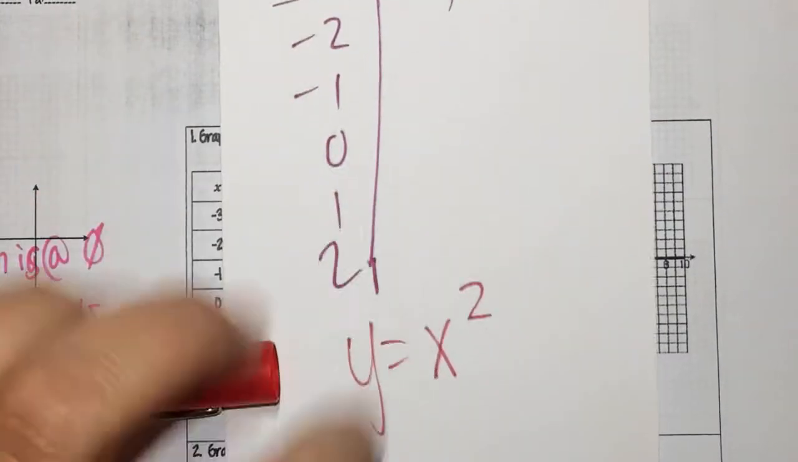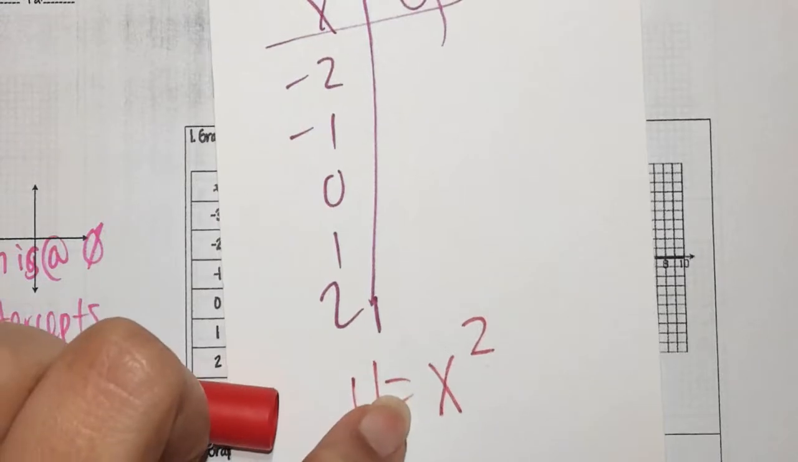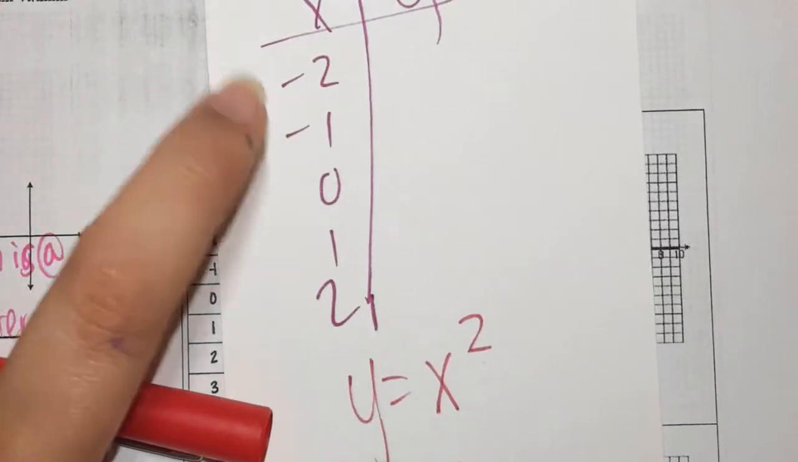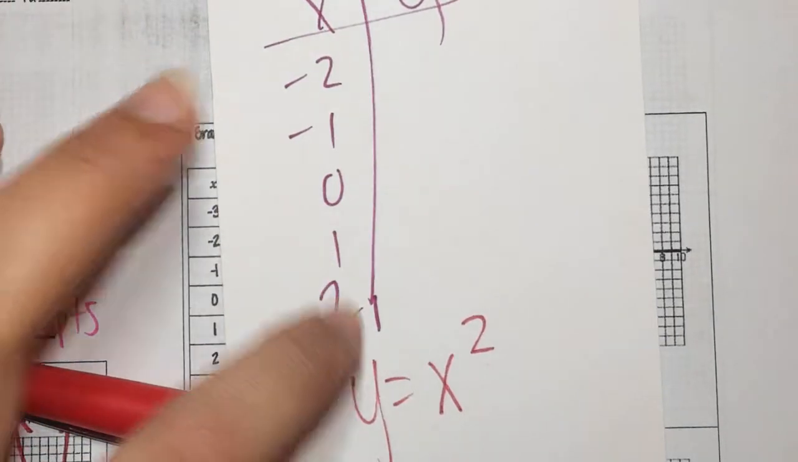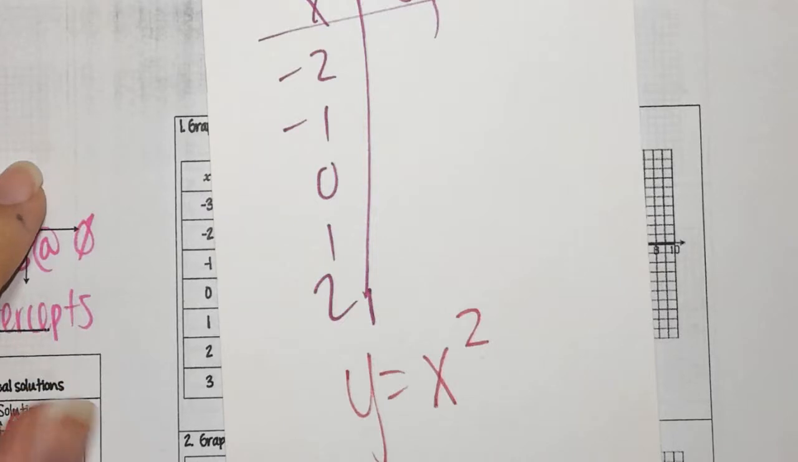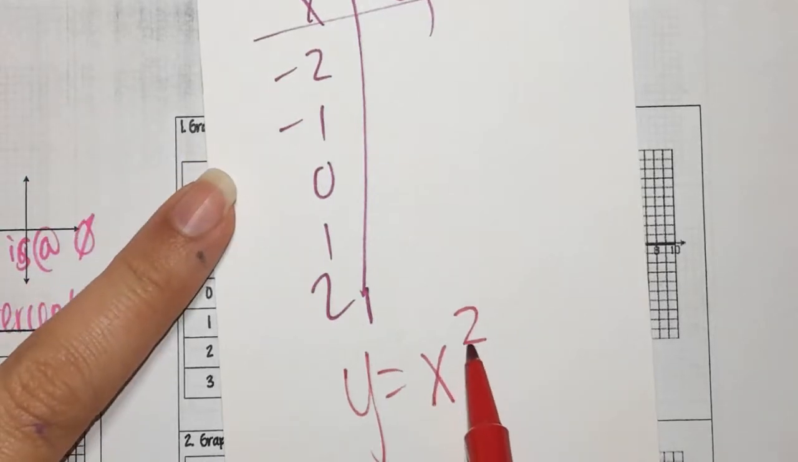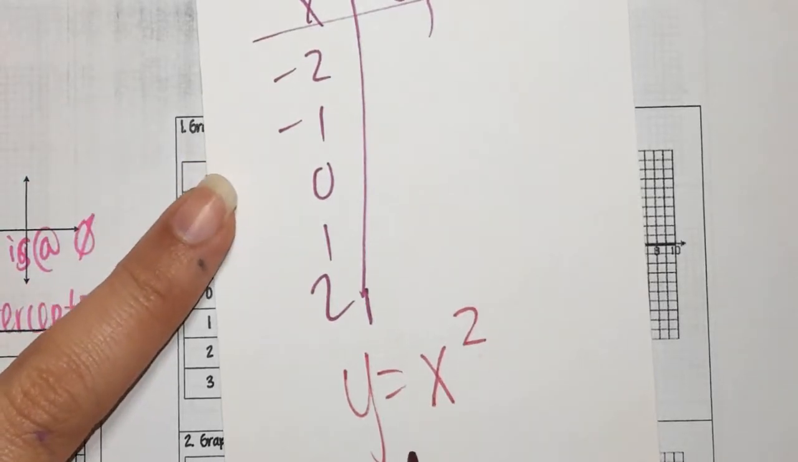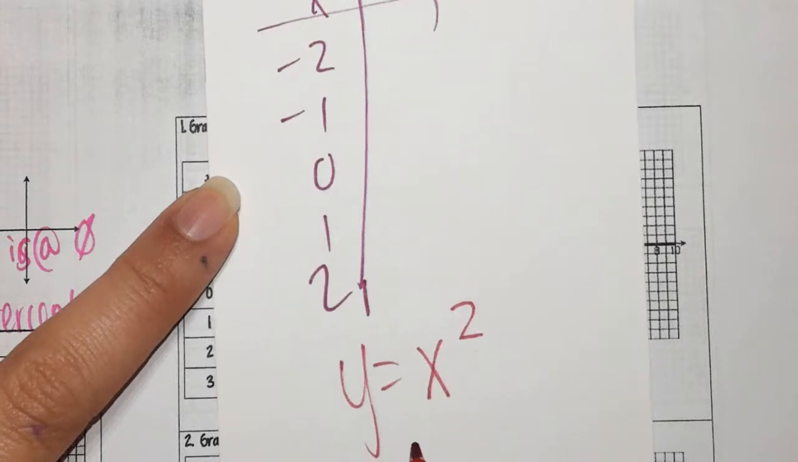Now, we're going to start by using a table to solve y equals x squared. Our table has -2, -1, 0, 1, and 2. What are we going to do with those x values to get our y values? Add? Subtract? Divide? We're going to square them, because it has a squared. You plug them in.